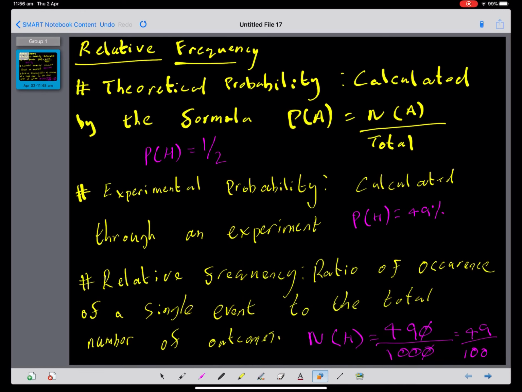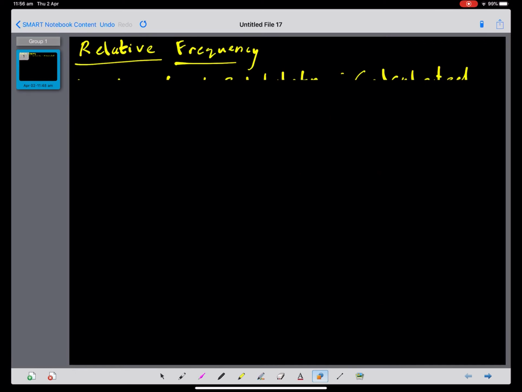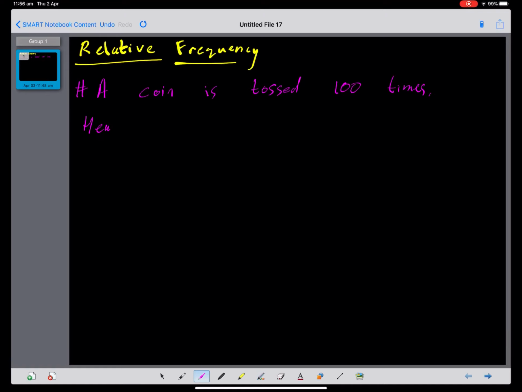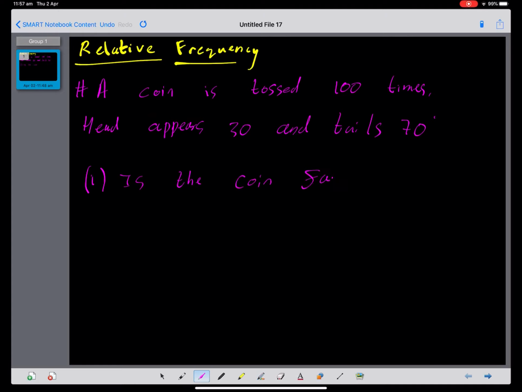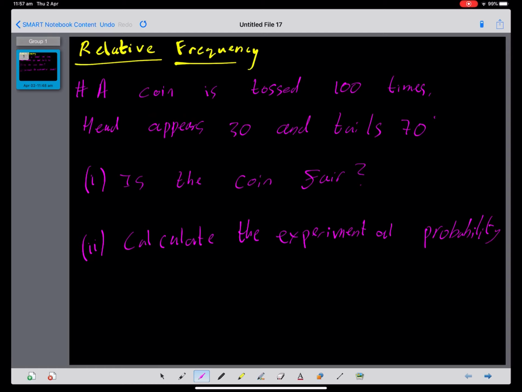Now let's look at a problem. Okay, so let's stick with the coin. A coin is tossed 100 times. Heads appears 30 and tails 70. Okay, so is the coin fair? Calculate the experimental probability of heads.